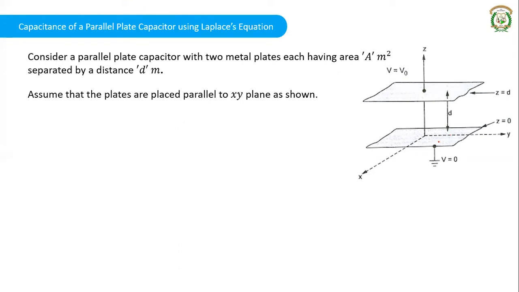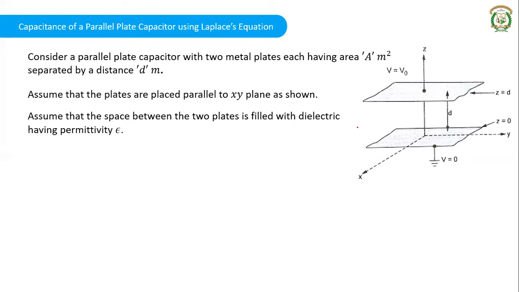Then assume that the space between the two plates is filled with dielectric having permittivity epsilon. A dielectric is an insulator which has permittivity epsilon, and it is there in between the two plates.